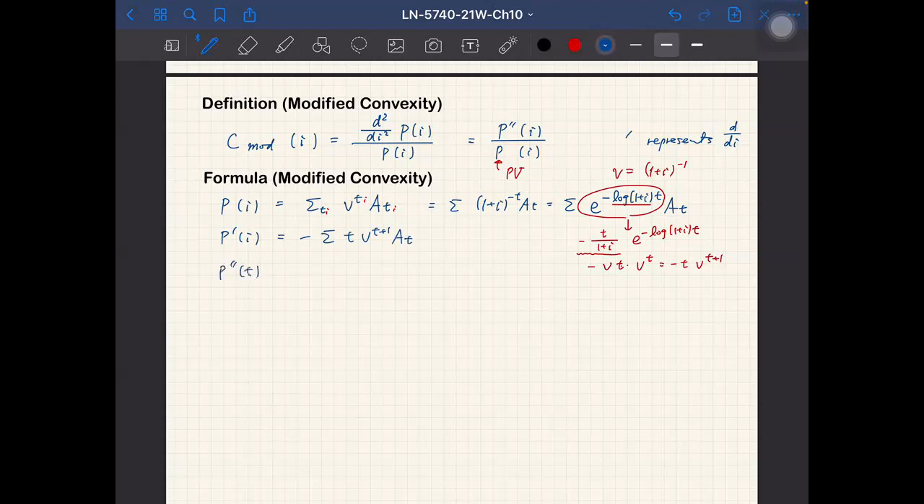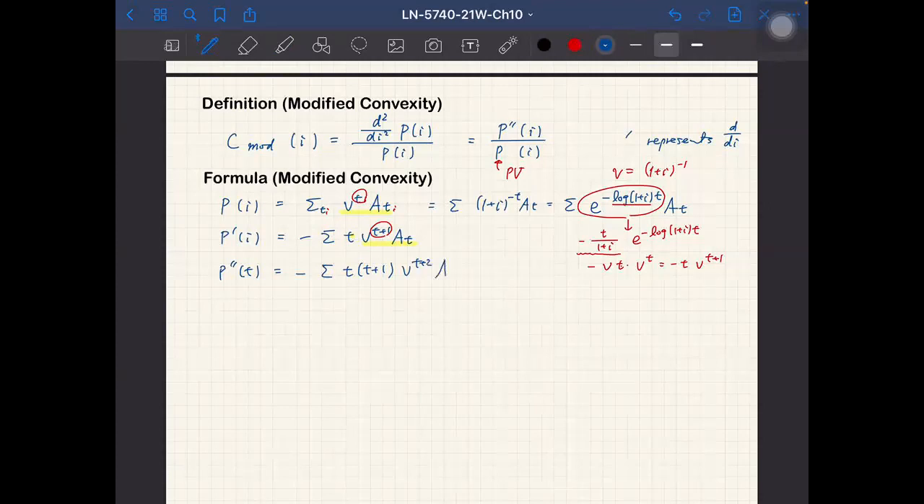How about the second derivative? We differentiate this again. Basically this is almost the same as the original one. V to the power t times A sub t becomes v to the power t plus 1 times A sub t, and t is just a constant with respect to i. So the next time we have t plus 1 here, and the exponent becomes one larger again. So this is t, and this is t plus 1, and the exponent becomes t plus 2.